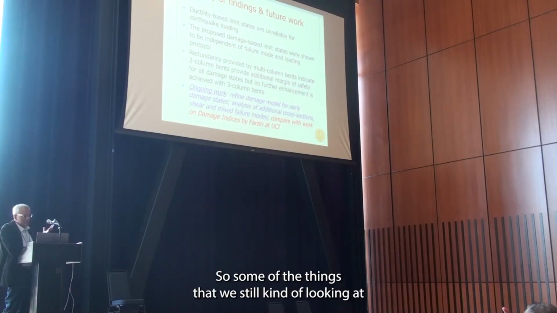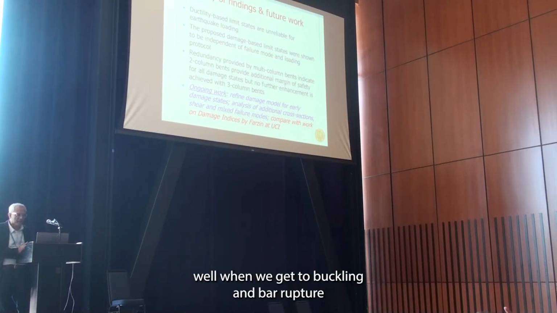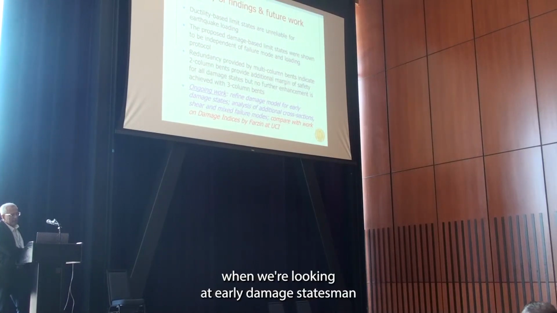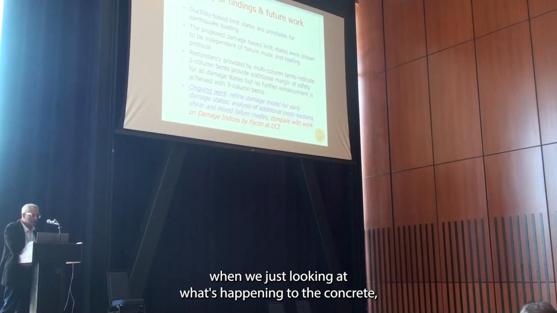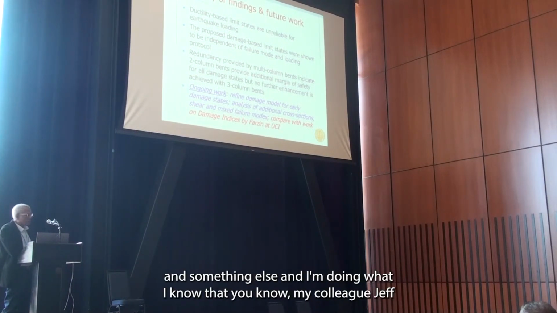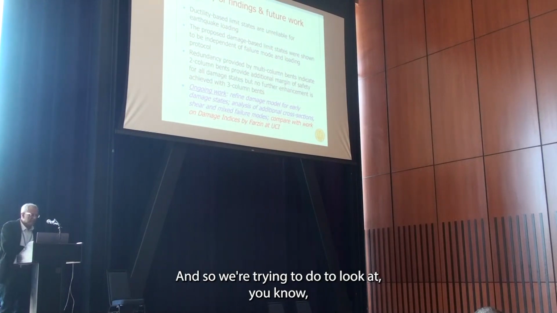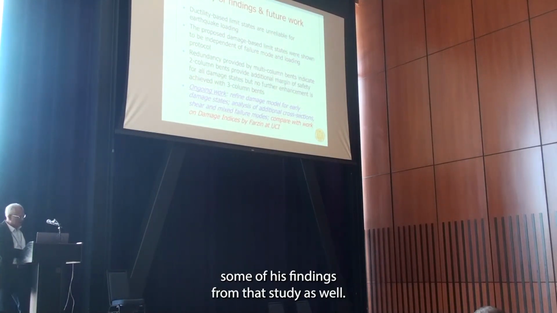So some of the things that we're still looking at is to refine some of the damage model for early damage states, because we find it does fairly well when we get to buckling and bar rupture, but when we're looking at early damage states, when we're just looking at what's happening to the concrete, there's still a little bit of work to be done. And something else that I'm doing, I know that my colleague here, Farzeen, is doing some work at UCI also on damage limit states, and so we're trying to look at some of his findings from that study as well.